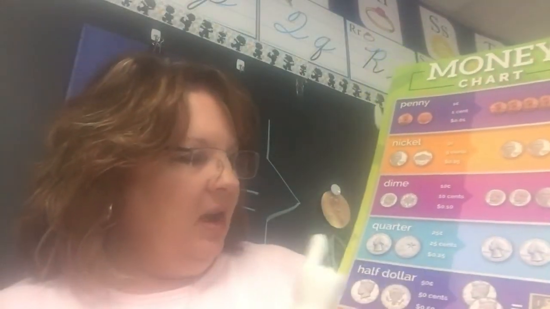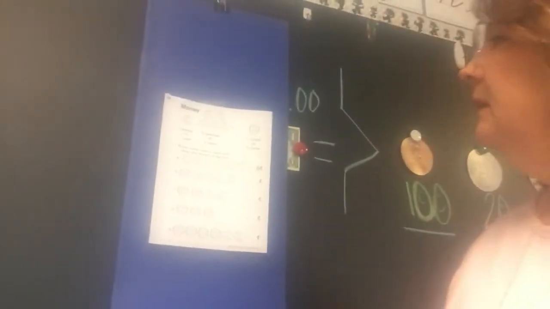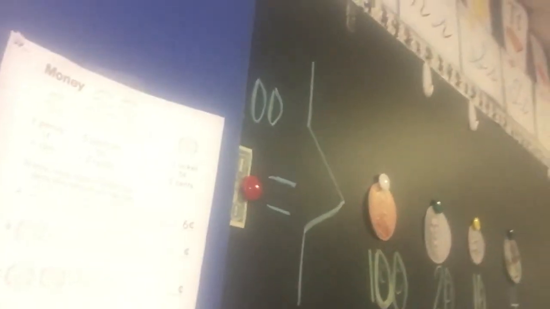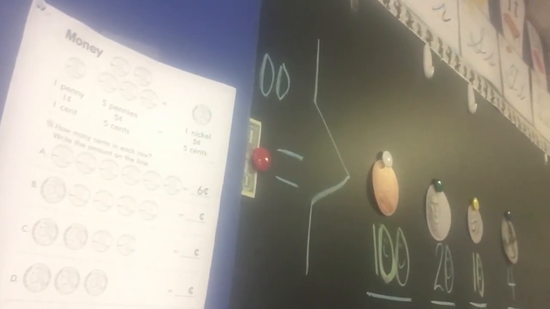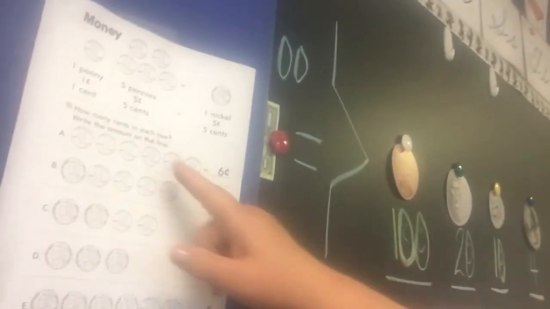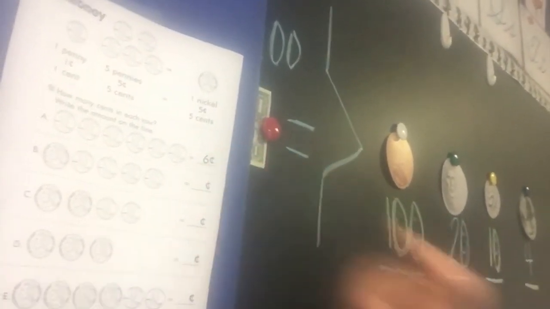And that goes into half dollars, and we're not going to get into that since we're not in school. Okay? So on your fun page, I want you to look. We have 1 penny equals 1 cent. 5 pennies equal 5 cents. 1 nickel equals 5 cents. The first row's done for us. You're counting pennies. 6 cents.